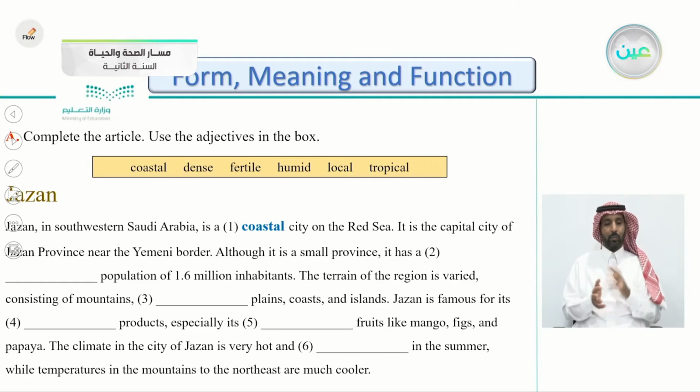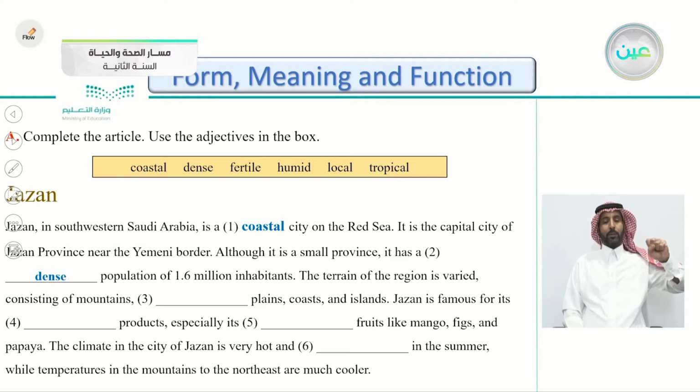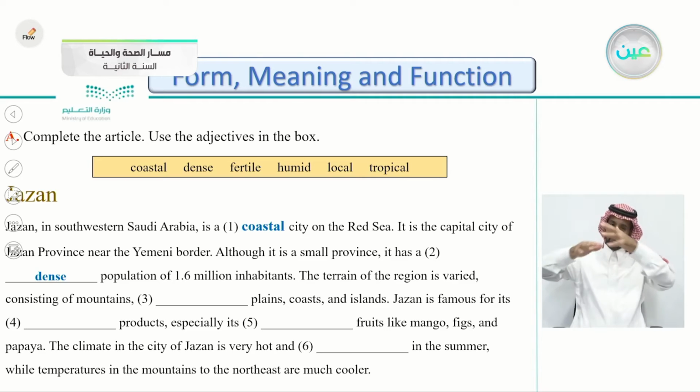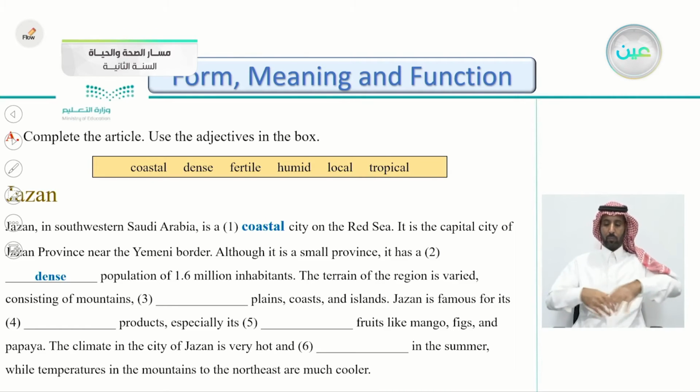So how do we describe the population? Dense, fertile, humid, local, or tropical? Very good. It has a dense population. It means too many people there. Dense population of 1.6 million inhabitants. The terrain of the region is varied. Varied means different. Is varied, consisting of mountains, plains, coasts, and islands.